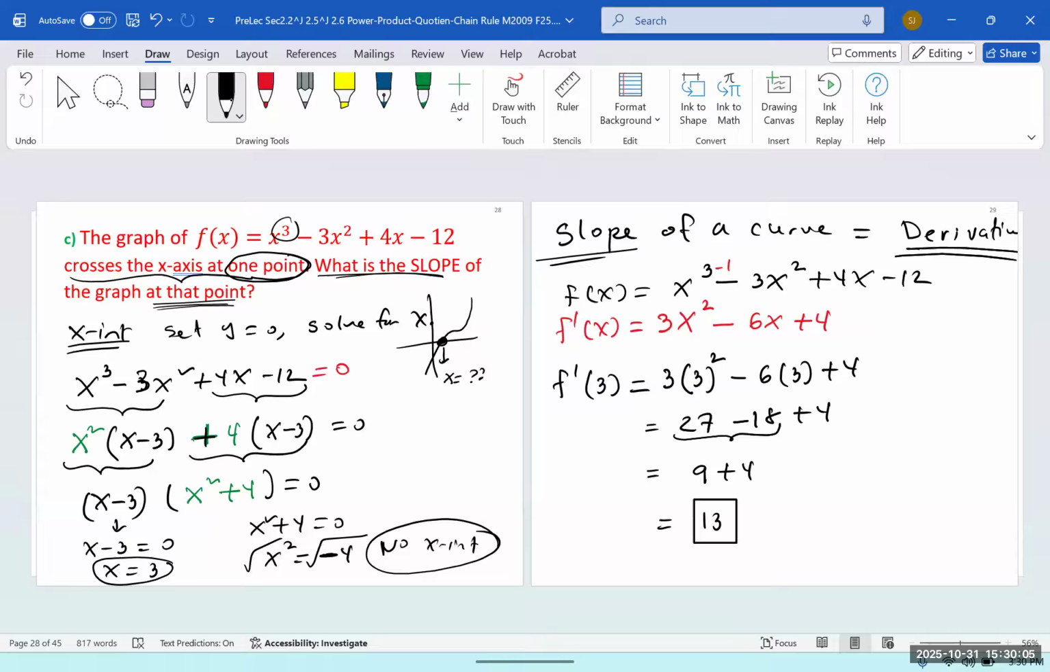And you're going to see this type of question in the final. Definitely. Any question?